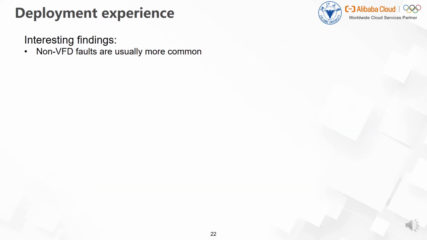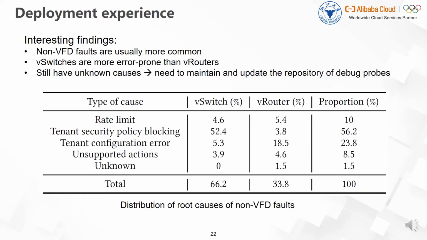Another finding is that non-VF defaults are usually more common than VF defaults. This is because VF defaults can be well avoided through software tests before deployment. Further, we collect the root causes for non-VF defaults and then classify them into 5 types. The proportion of each type is provided. Interestingly, it can be seen that vSwitches are more error-prone than vRouters. And we also found that the causes like tenant security policy blocking and tenant configuration error are the major reasons for the packet loss. Also, there are unknown causes, which indicate the necessity of maintaining and updating the repository or debug probes.